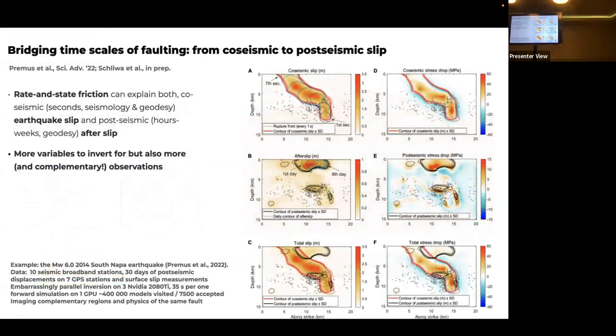Now, we can bridge timescales of faulting from co-seismic to post-seismic slip. And there has been a paper by Jan Premus, published in Science Advances, doing that for the 2014 South Napa earthquake, where we're changing the friction to rate and state friction and invert co-seismic and post-seismic data sets to explain earthquake slip across timescales. That means there are more variables to invert for, but there are also more and complementary observations that we can use.